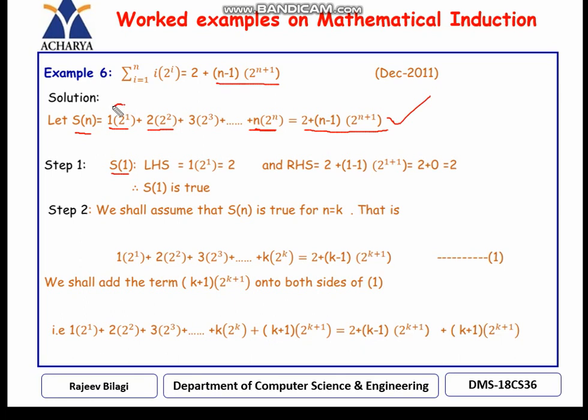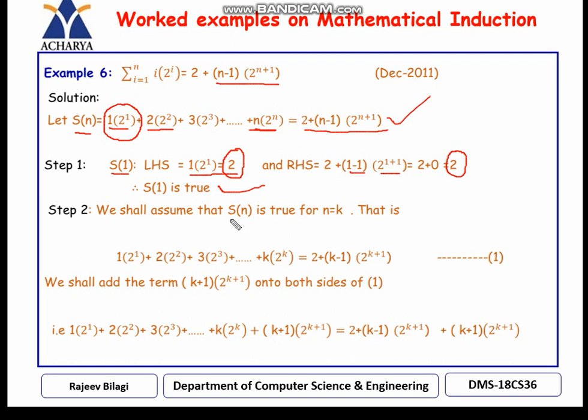So now I will take LHS, which is S of 1, that is step number 1. When n is equal to 1, it is 1 into 2 to the power of 1, which is equal to 2. And when you take RHS, 2 plus (1 minus 1) into 2 to the power of 1 plus 1. 1 minus 1 is 0, 0 multiplied by anything is 0, so 2 plus 0 is equal to 2. Hence LHS and RHS are both the same, so S of 1 is true.